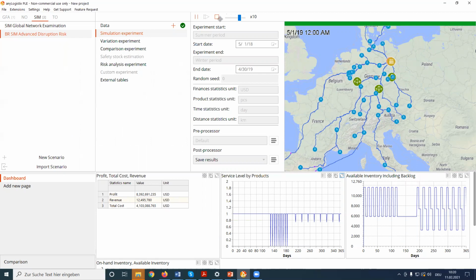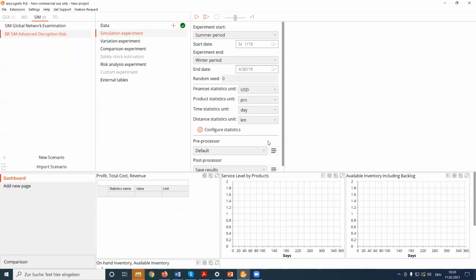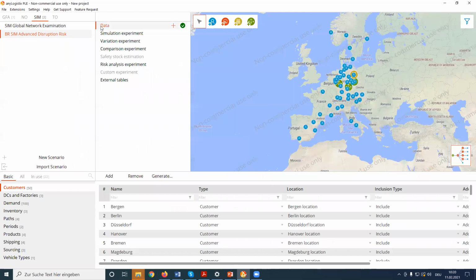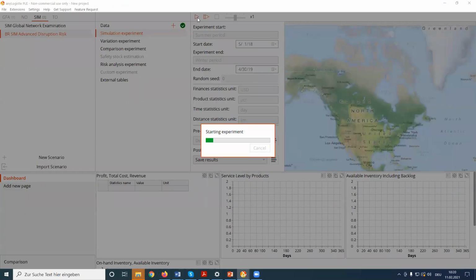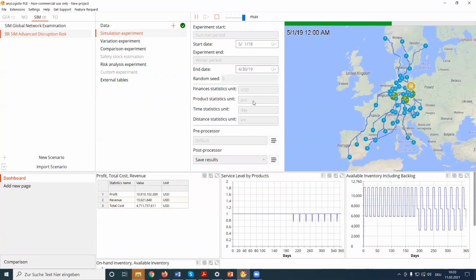Now we can run the same experiment if we wouldn't have any disruption. So I would just go to the events table and remove any disruptions. We run a business as usual scenario.